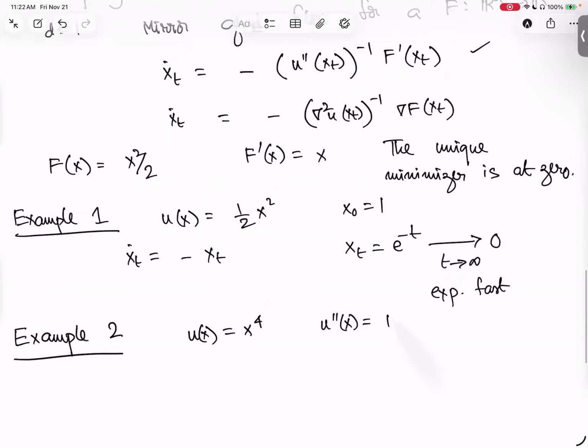I can also solve this, and I get xt is equal to (1 plus 3t over 2) to the power negative 1/3. As t goes to infinity, this again converges to 0, but now the convergence is much slower. In fact, this is converging like t to the power minus 1/3, so it's polynomial.